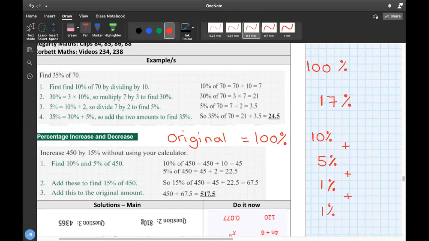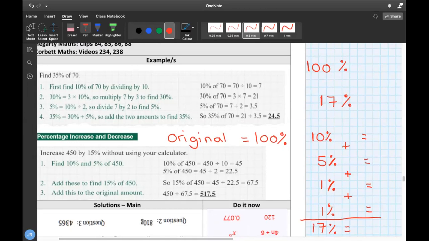Then all of that will actually give us the 17% that we needed. So if you just add whatever your amounts were equal to, your percentages, whatever 10% was, plus whatever 5% was, plus whatever 1% was twice, then you'll have 17%.